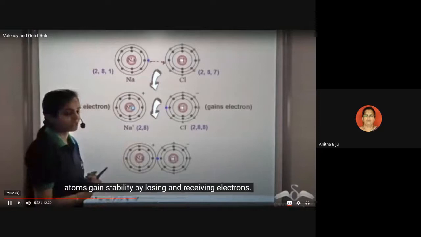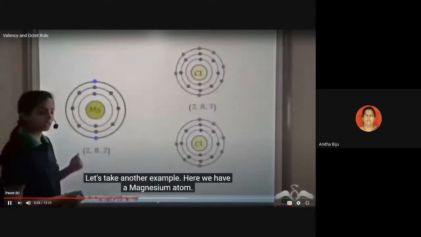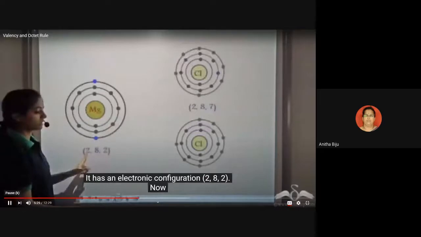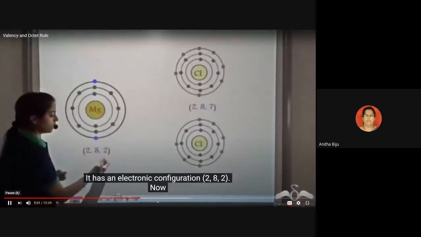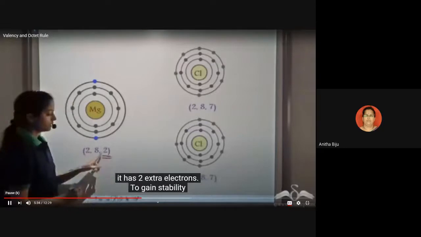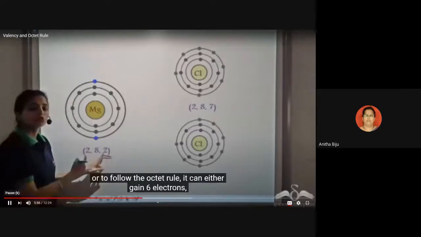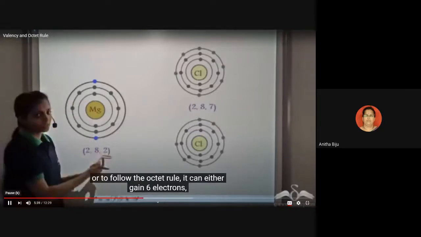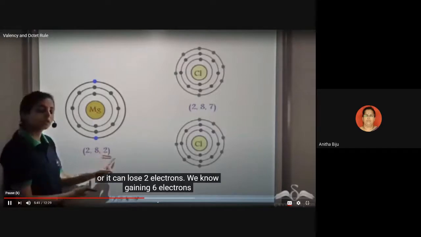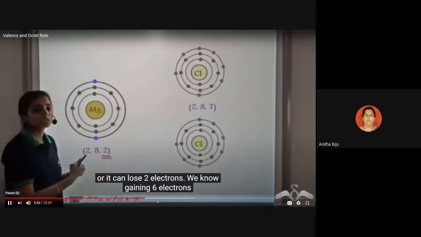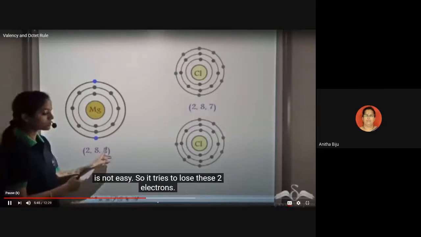Let's take another example. Here we have a magnesium atom. It has an electronic configuration 2, 8, 2. Now it has 2 extra electrons. To gain stability or to follow the octet rule, it can either gain 6 electrons or it can lose 2 electrons. We know gaining 6 electrons is not easy. So it tries to lose these 2 electrons.